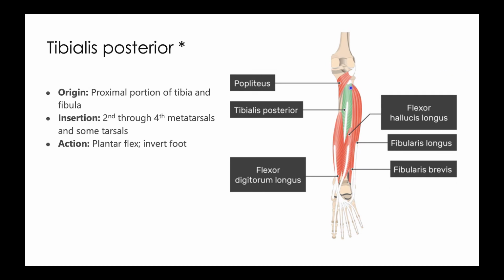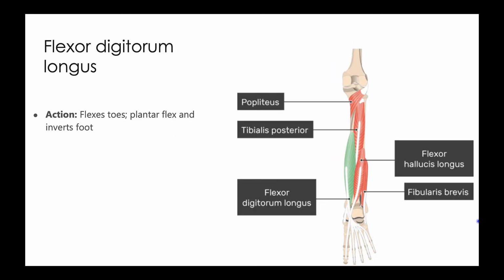Tibialis posterior has an origin on the proximal portion of the tibia and the fibula, and it inserts on our metatarsals. We're going to plantar flex, so it's actually coming onto the bottom, the plantar surface of that foot, so it can pull down, but it can also invert that foot. So remember, inversion is also the same as supination of the foot.